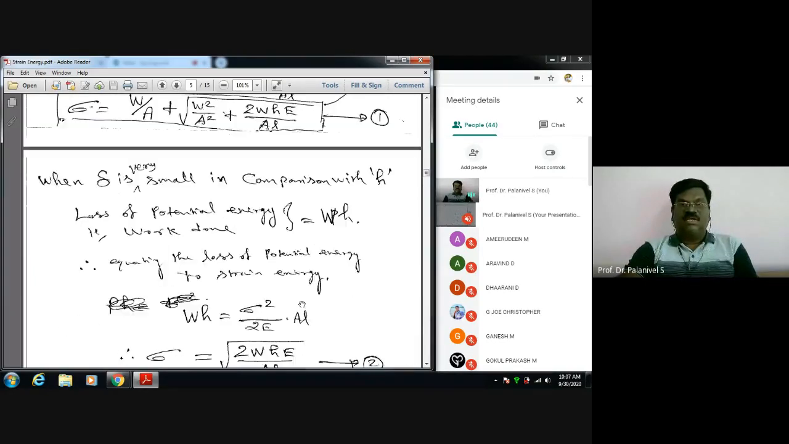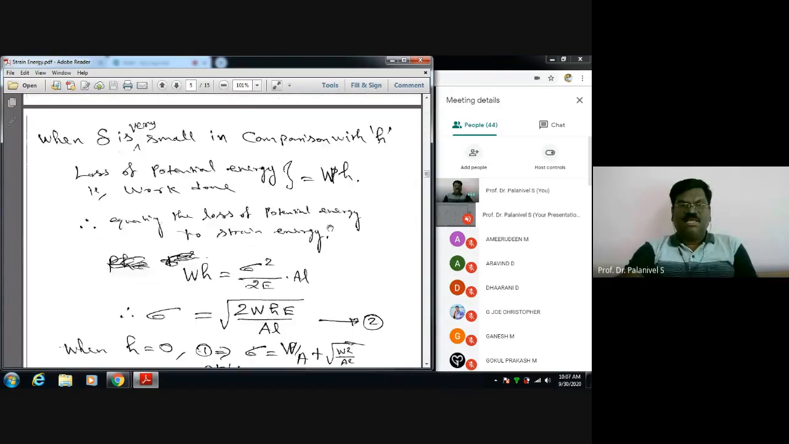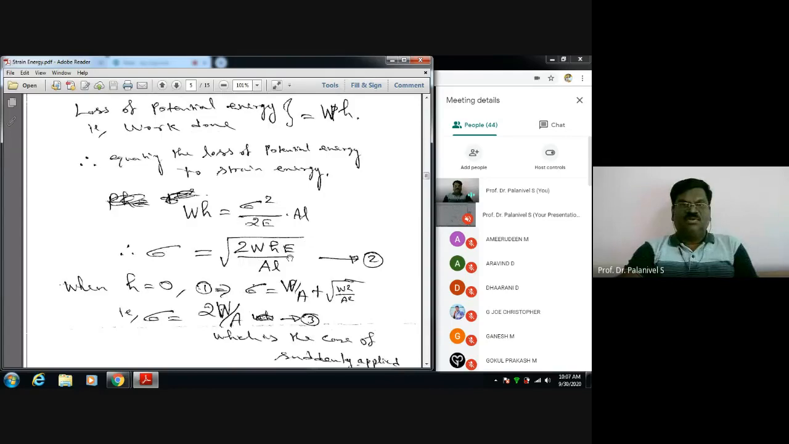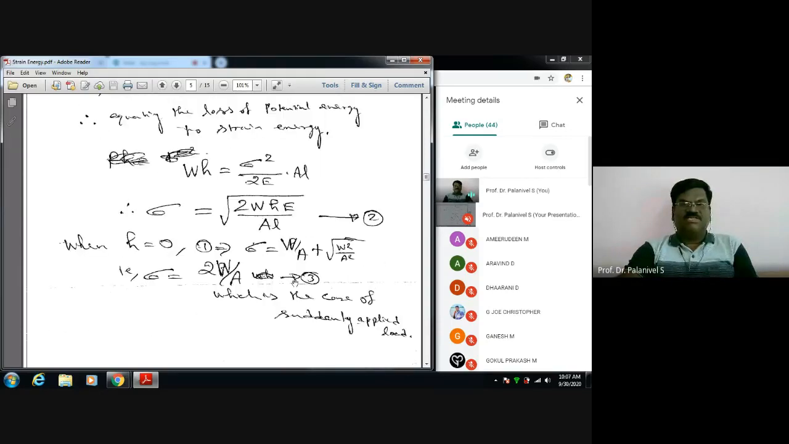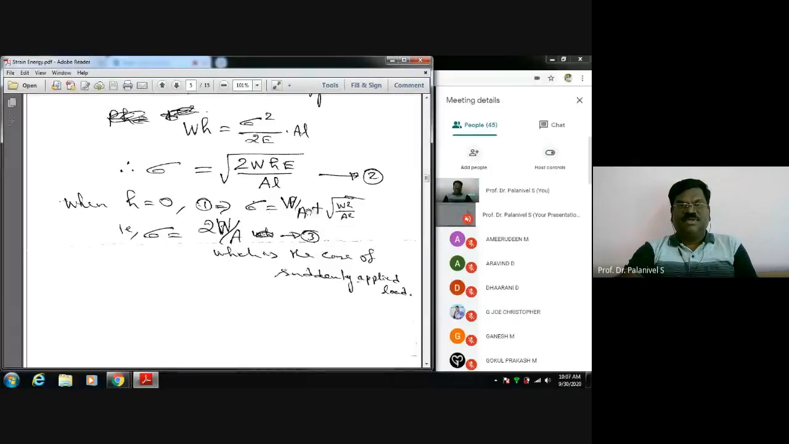This one, the last term, root of 2WHE divided by AL, you remember. Now another discussion: when H is equal to 0, it's not falling from a height. That means a suddenly applied load. When H is equal to 0, you substitute it in equation 1 and it becomes 2W by A, which is the case of a suddenly applied load. We are also validating the equation.